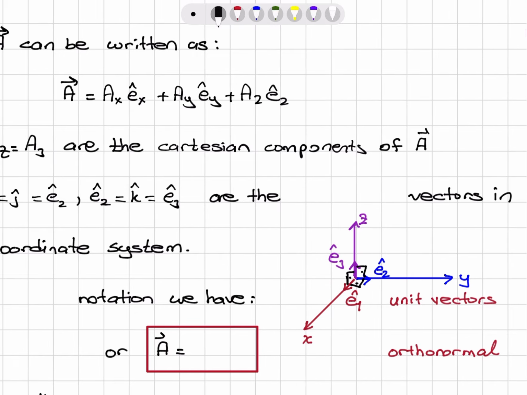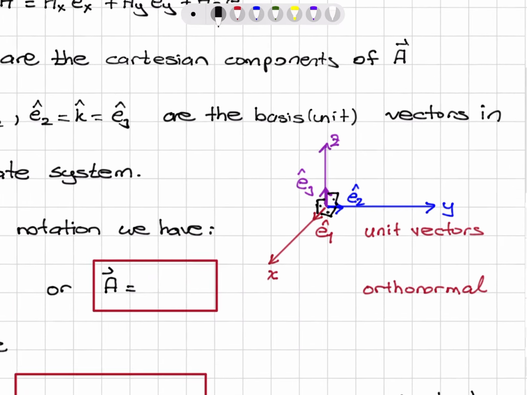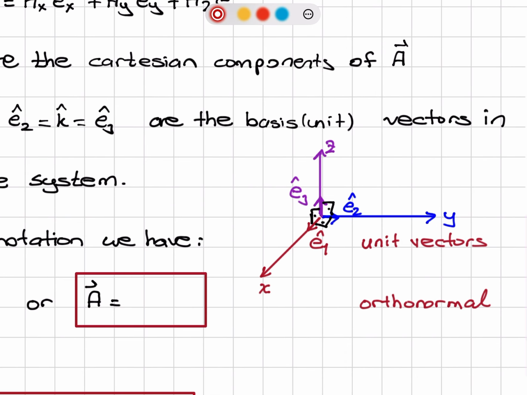So these are the basis and unit vectors in the Cartesian coordinate system. So we can show them here. For the x-axis, we have e1 hat or ex hat. For the y-axis, we have e2 hat, which is ey hat. And for the z-axis, we have e3 hat or ez hat, which is k hat.